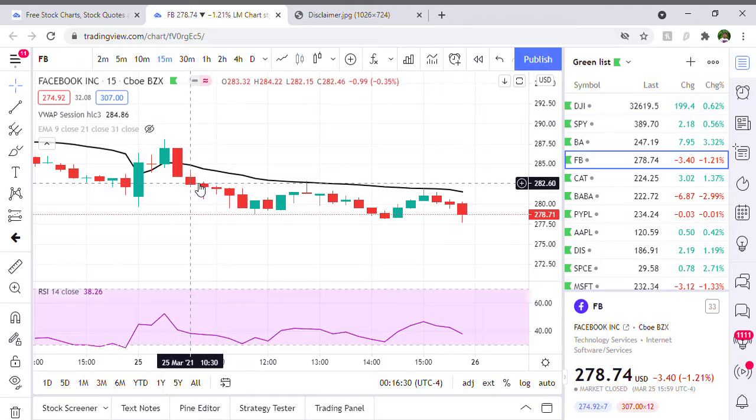Okay, this candle started at 10:30 a.m. It would have closed at 10:15 a.m. It closed at 10:15 a.m. Sorry, 10:45 a.m. My bad, 10:30 to 10:45 a.m.